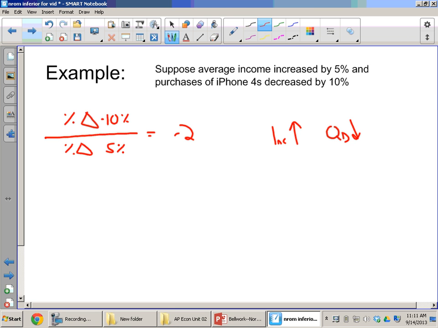So that's basically our point for this. Income elasticity is pretty cut and dry. If the answer is positive, it's a normal good. If the answer is negative, it's an inferior good.